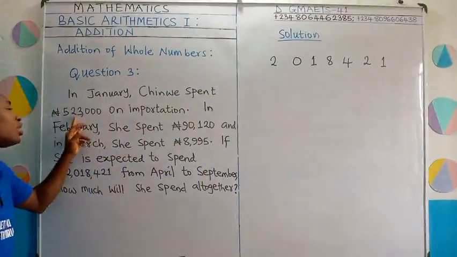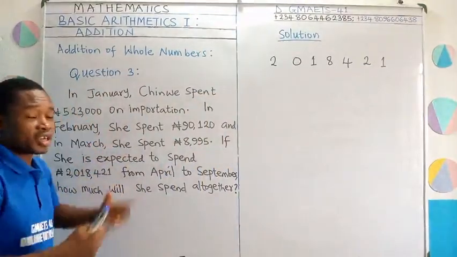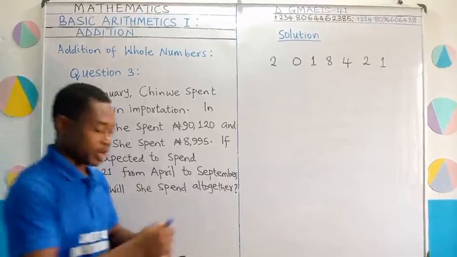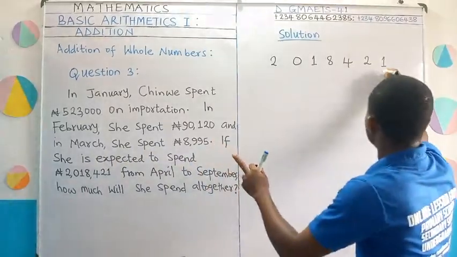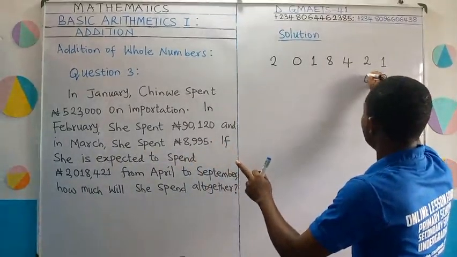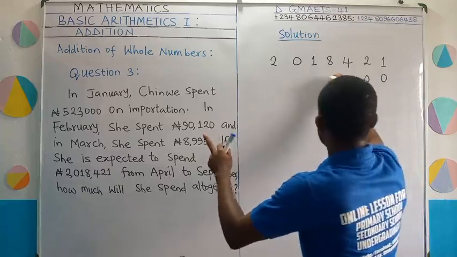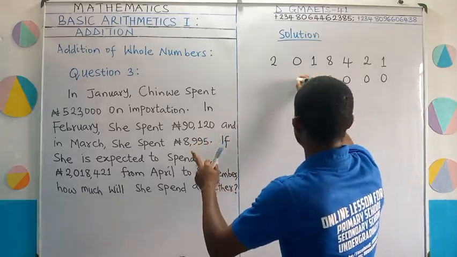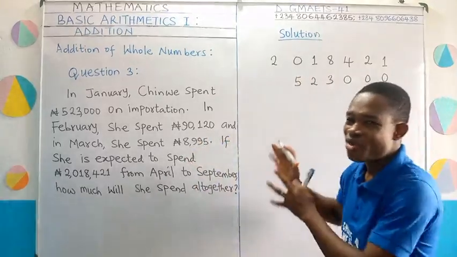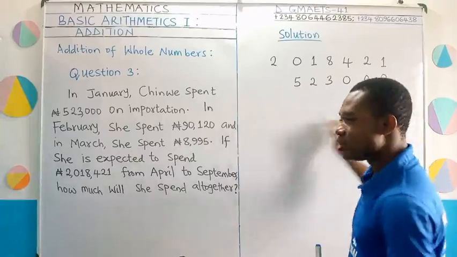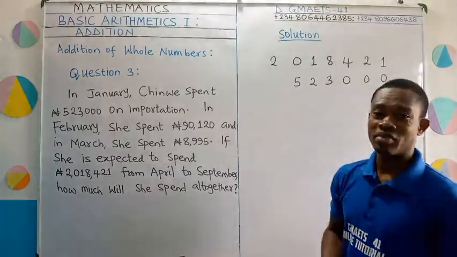Alright, the next number that is bigger here is 523,000 naira, which of course I will record under this. I'll start with the unit 0, and then 0, 0. 3 will enter, 2 will follow, and then 5. This is 523,000. So you see the way I arrange them, right? Starting with units, so as to avoid making mistakes.